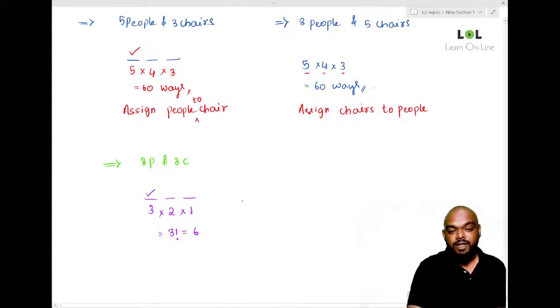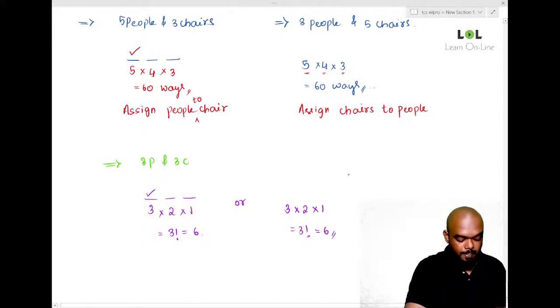Imagine if I do it the other way. 3 chairs are inside, 3 people are standing outside. When the first person comes inside, he will have 3 chairs. He can sit in 3 different ways. When the second person comes inside, 2 chairs are empty. He can sit in 2 ways. Third person, 1 way. Once again, we get exactly 3 factorial, which is 6.